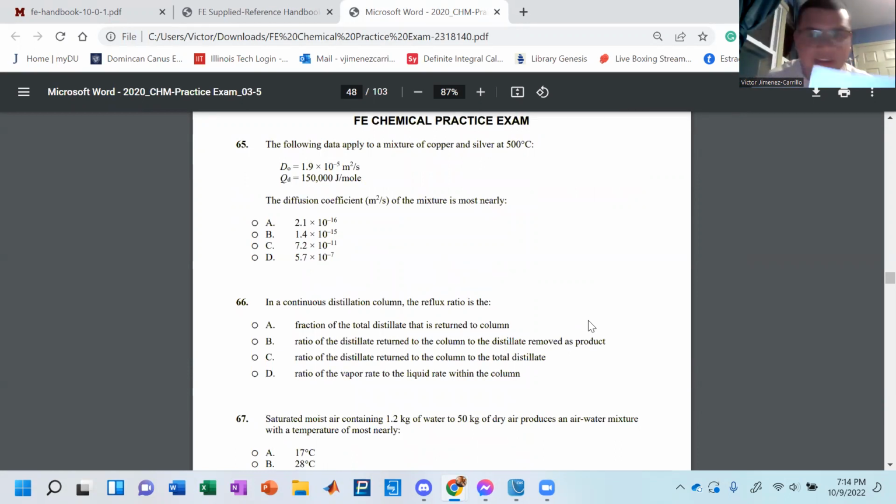Okay. 65. We'll go back to those on part 4. Part 4 will be 20 plus 3, so it'll be a total of 23 questions that we'll go through. 65. The following data applies to a mixture of copper and silver at 500 degrees.